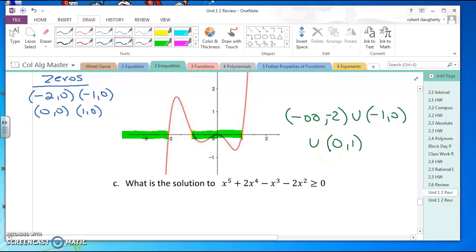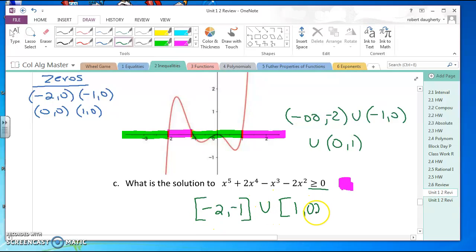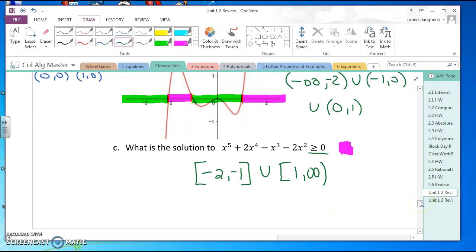And then with that same problem, it says what would be the case for where the solution is greater than or equal to 0. So I'll highlight that with this color. So where am I above the axis? That's from here to here and here to here. So that solution is going to be from negative 2 to negative 1, square brackets, and from 1 to infinity. Okay, and that's all of page 5.